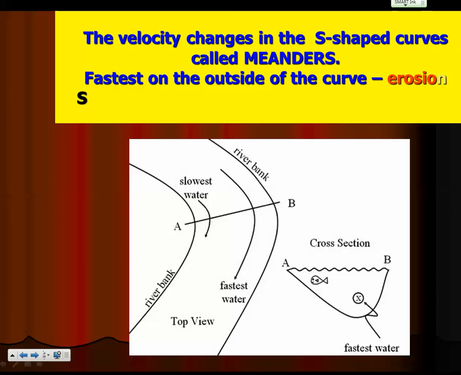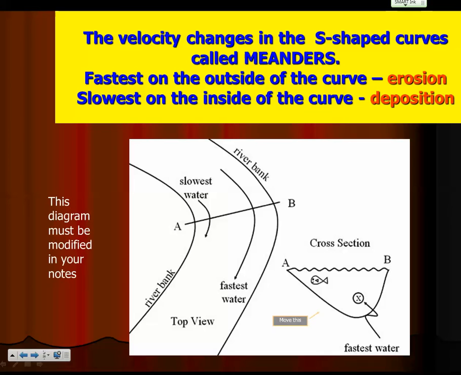The velocity changes in an S-shaped curve of a stream. These S-shaped curves are called meanders. And you must know that they move fastest on the outside of the curve, and this is where erosion is going to occur. And the opposite happens on the inside, where streams slow down, and that's where deposition, or the dropping of sediments, occurs. So here in this diagram, we see a stream, and this arrow represents a faster flow on the outside of the curve, slower on the inside.